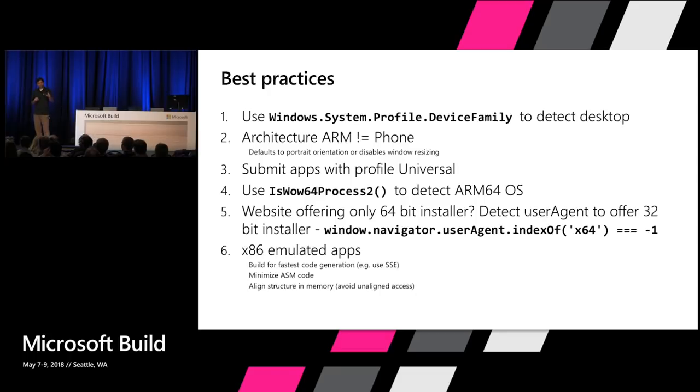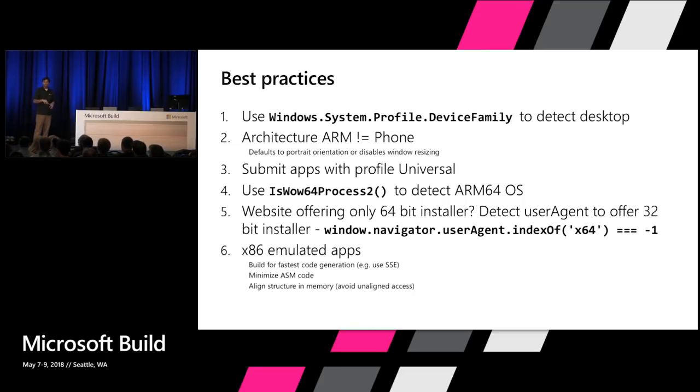If you want to check whether the device is ARM, you can use IsWow64Process2. That tells you exactly what the architecture is. We've seen websites offer only 64-bit because they are not checking the client correctly. So if you're trying to check for ARM versus x64 machine, please look for the x64 string in the user agent.